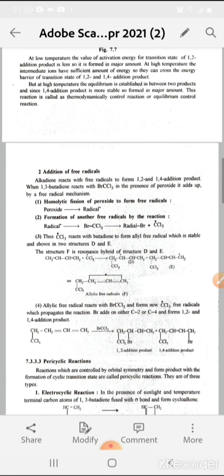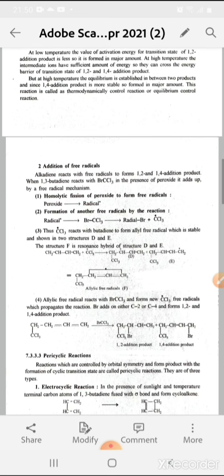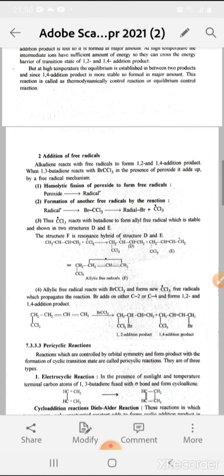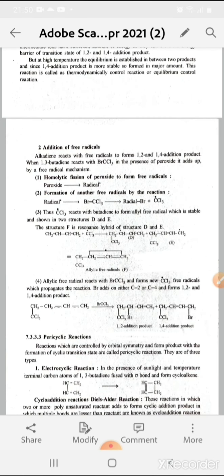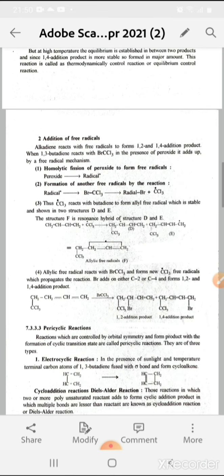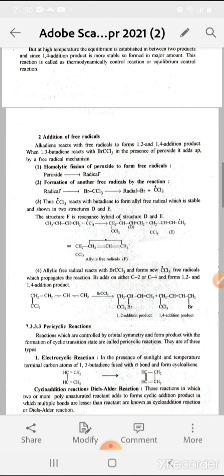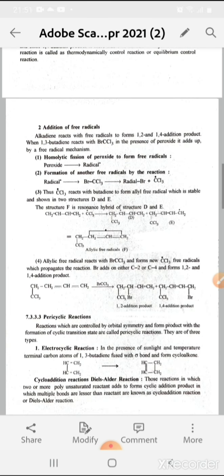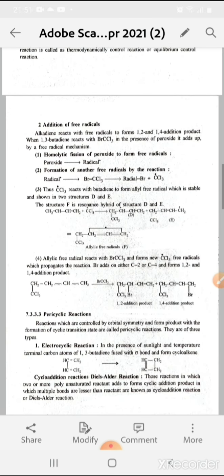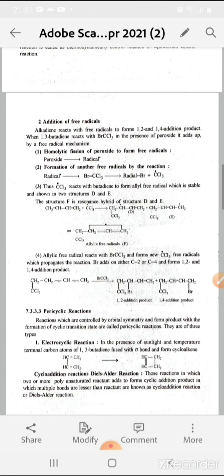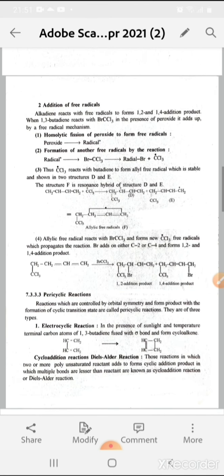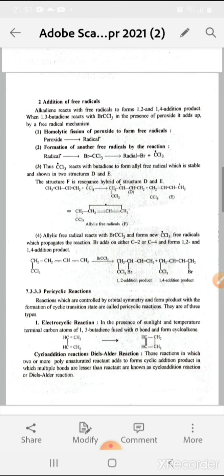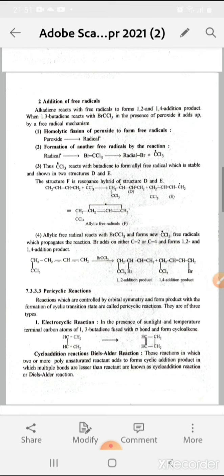Alkadienes react with free radicals to form 1,2 and 1,4 addition products. When 1,3-butadiene reacts with BrCCl3 in the presence of peroxide, it adds by a free radical mechanism. First, homolytic fission of peroxide to form free radicals takes place, which is the initiating step. So peroxide splits into free radicals. Next is formation of another free radical. The radical reacts with BrCCl3 and forms a new radical, that is CCl3.